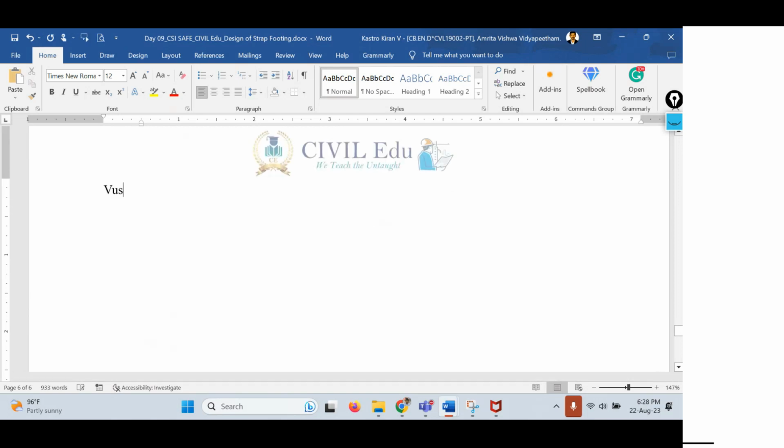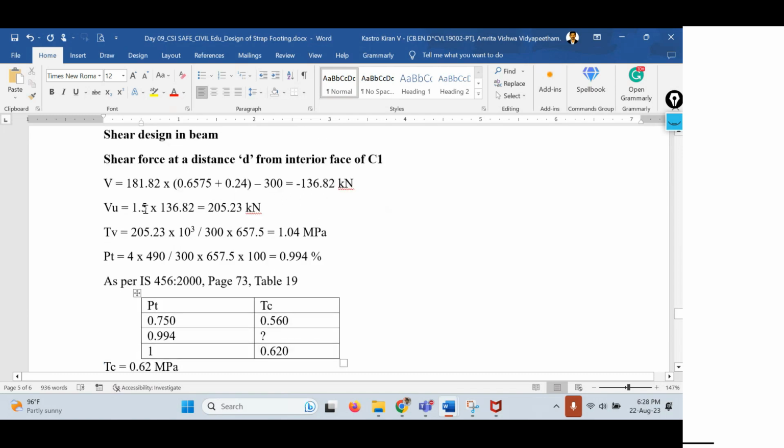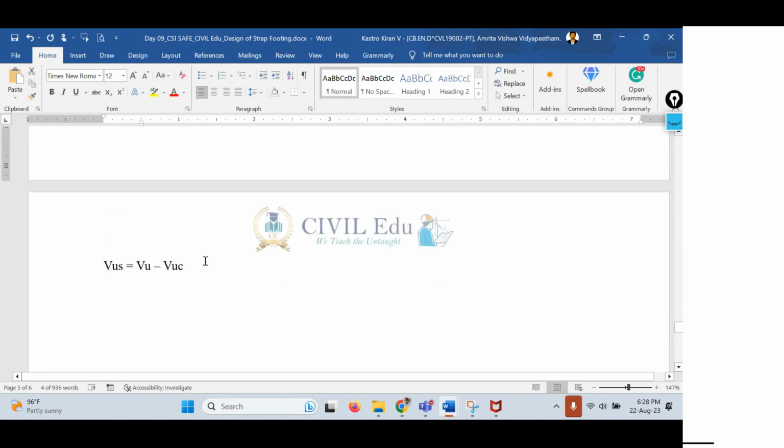So we have to find out VUS, that is ultimate shear force, equals VU minus VUC. This is the formula: VUS equals VU minus VUC. We know the value of VU, which is 205.23. So that equals 205.23 minus VUC. So how to get the value of VUC?